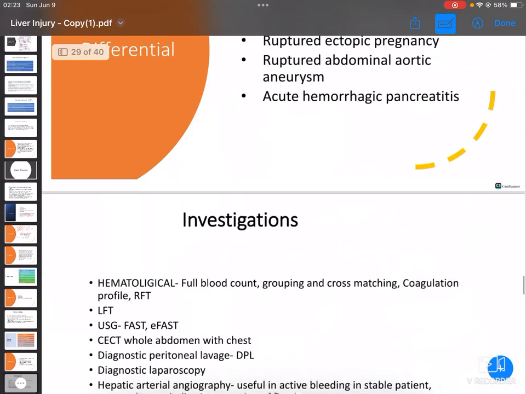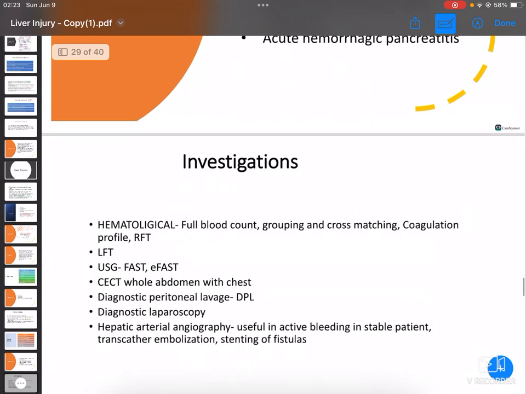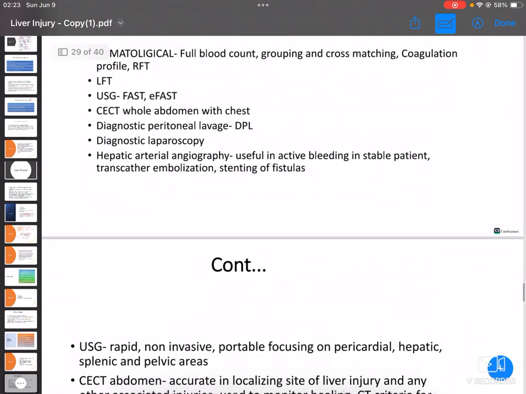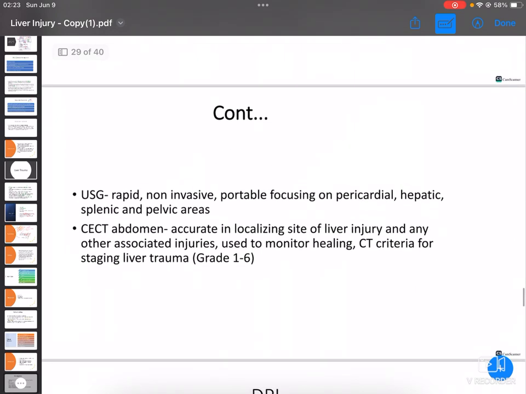Investigation: hematological, full blood count, grouping and cross matching, coagulation profile, renal function test, liver function test. First and foremost, CT of the whole abdomen with chest, diagnostic peritoneal lavage, diagnostic laparoscopy, hepatic arterial angiography useful in active bleeding in a stable patient, transcatheter embolization, stenting of fistulas.